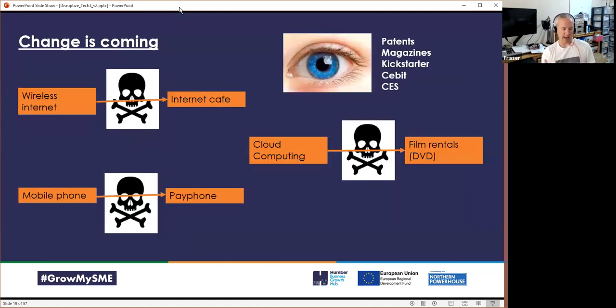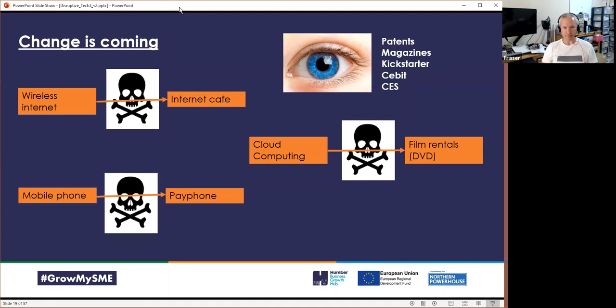Change is always coming, and we have to adapt to survive, as Darwin said. I mentioned Blockbuster Video because I think it's a great example of a business that was destroyed by the internet. But equally, wireless internet is breaking the internet cafe. Cloud computing, yes, film rentals, mobile phones have broken payphones. So this happens all the time. Maybe Starlink, the satellite internet provided by Elon Musk, will break BT and all the other broadband providers.